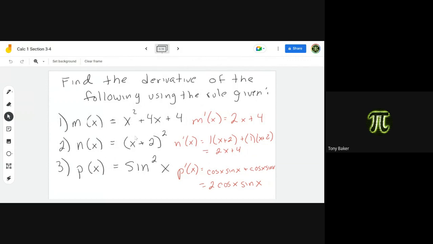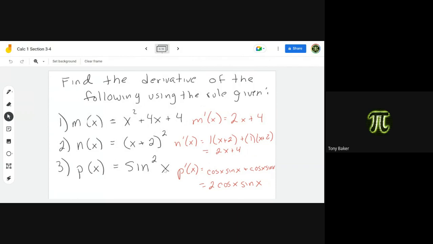The second one, using the product rule, you'd have had x plus 2 times x plus 2. The derivative of x plus 2 is 1. So you have 1 times x plus 2 plus 1 times x plus 2, which again gives you 2x plus 4. If you had FOILed out x plus 2, you'd have gotten x squared plus 4x plus 4. So those two are exactly the same. They were just done two different ways. And actually, I'm going to show you a third way today.